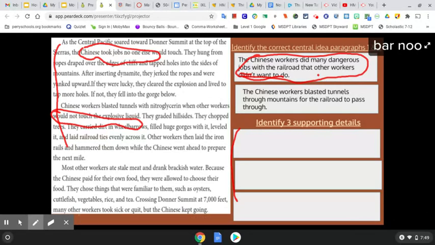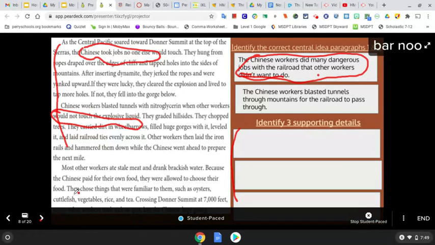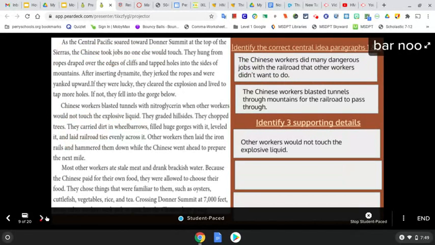Well, if I go back into the text, I will see that one that I noticed was other workers would not touch the explosive liquid, which can be found right here. Okay, that proves that the Chinese workers did the dangerous jobs. It's explosive liquid, and other workers didn't want to do that job.